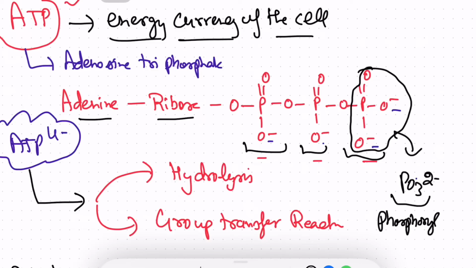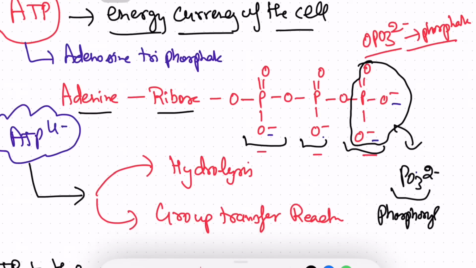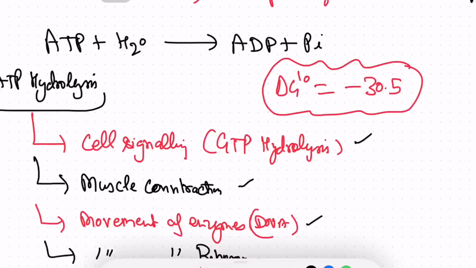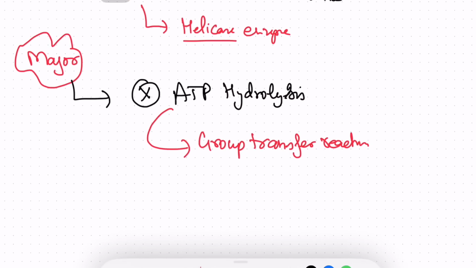So keep in mind, PO3 2 minus will be transferred, and if it is OPO3 2 minus, the complete one, it is the phosphate group. Hopefully you understand the difference. OPO3 2 minus is the phosphate group, and PO3 2 minus is the phosphoryl group. So always remember, within the cell, ATP is majorly involved in group transfer reactions, and how is it the phosphoryl group transfer?